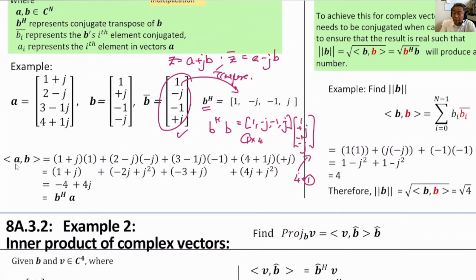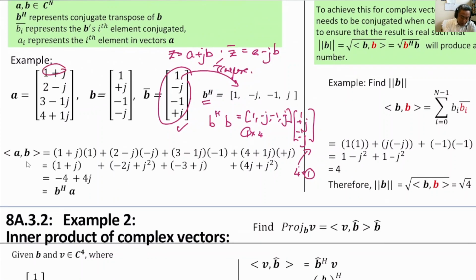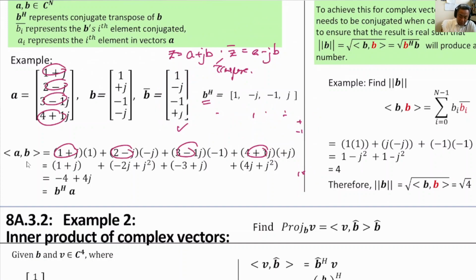What is the inner product of A comma B? Well, we take each of these elements of A, put it here, and then we take the conjugate of elements of B. So I'll use a different color now. Green. 1 becomes 1 here. j becomes minus j. Minus 1 becomes minus 1. And minus j becomes plus j. You work this out, and the answer is minus 4 plus 4j.